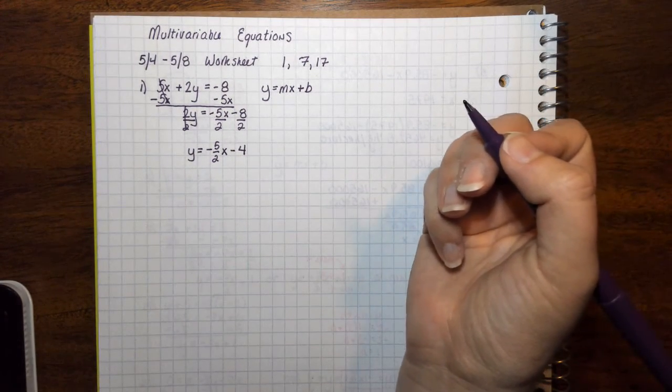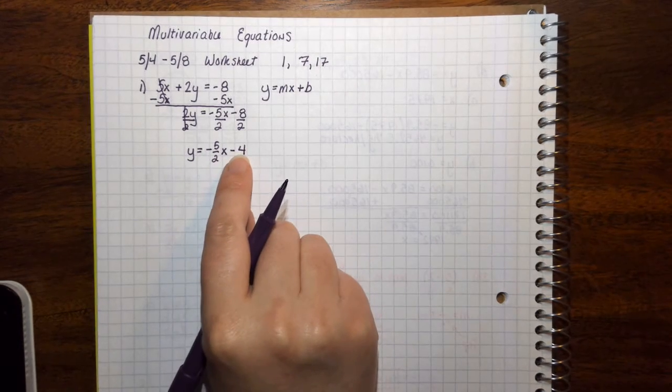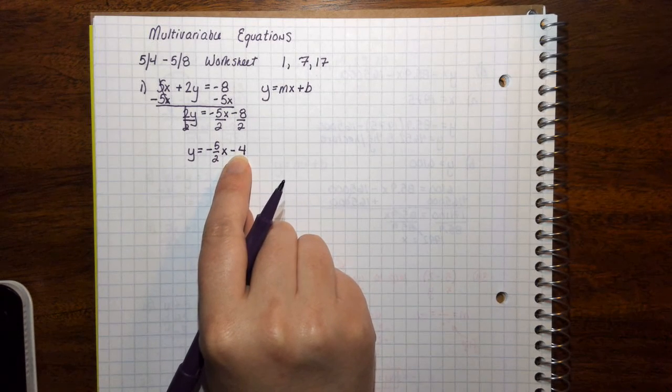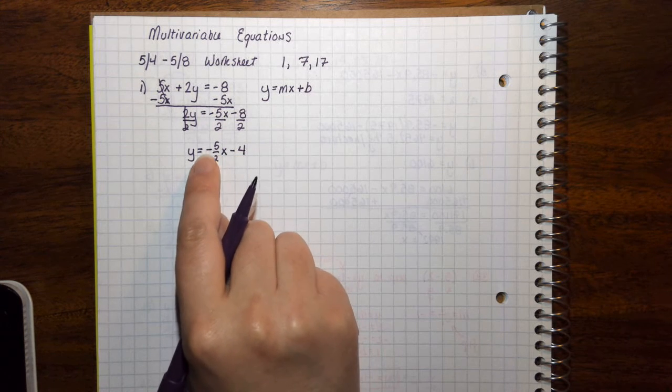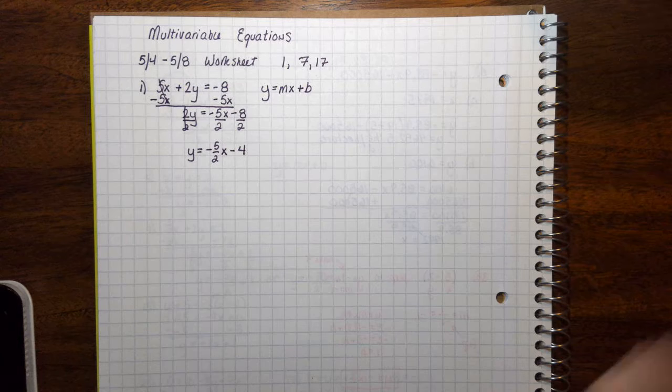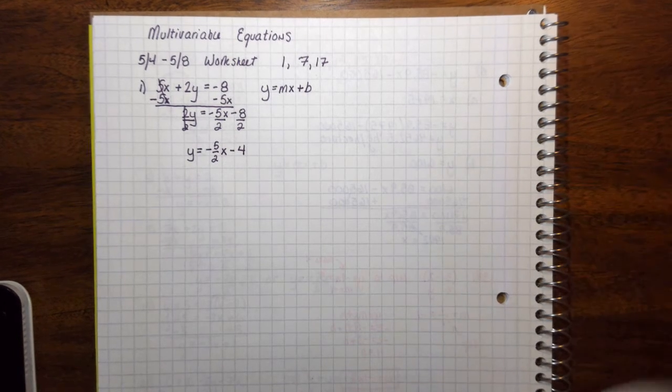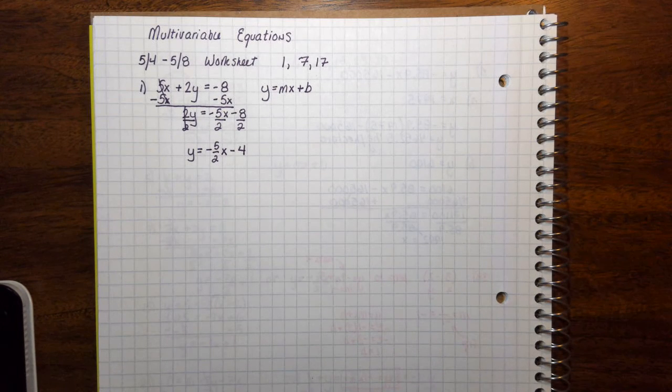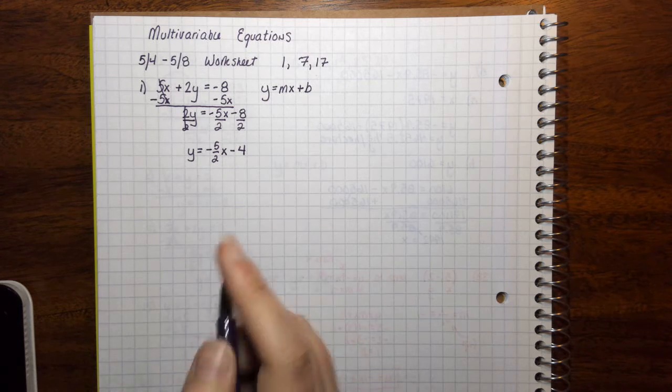Okay, so if I asked you to graph this problem, it would have a y-intercept of negative 4, so you'd go down 4 on the y-axis, and then you would go down 5 boxes and right 2. You don't have to graph these, but that's the purpose of this, is to get it into a form that's easier to graph.